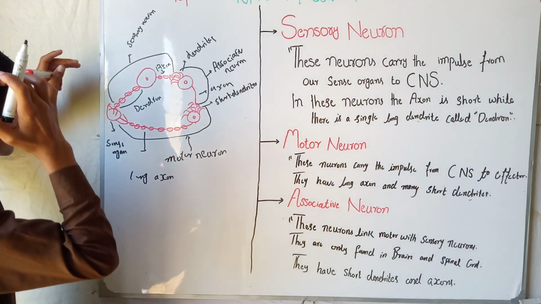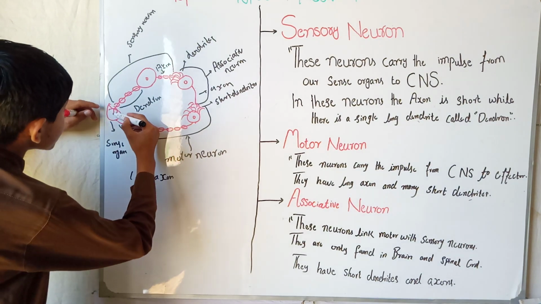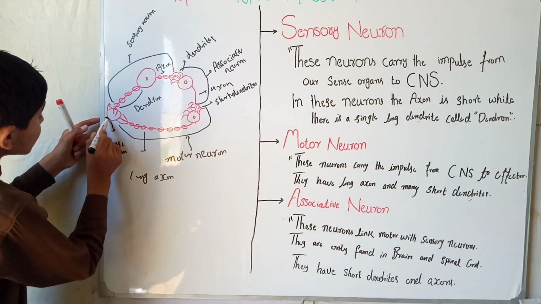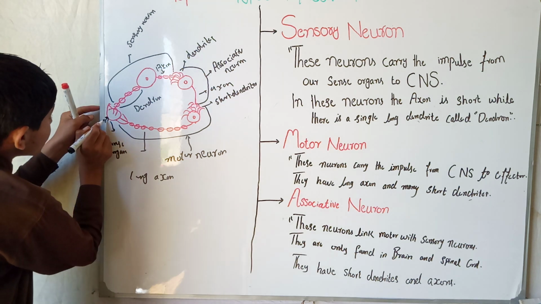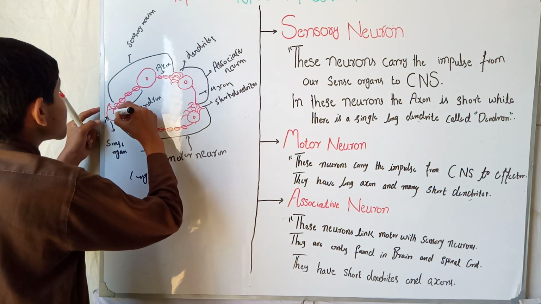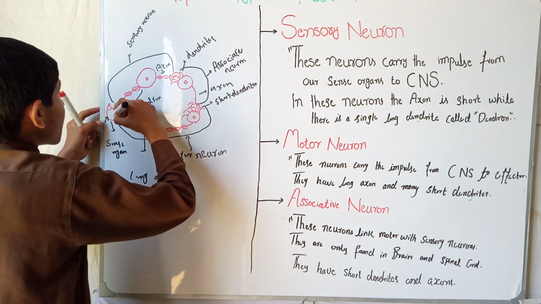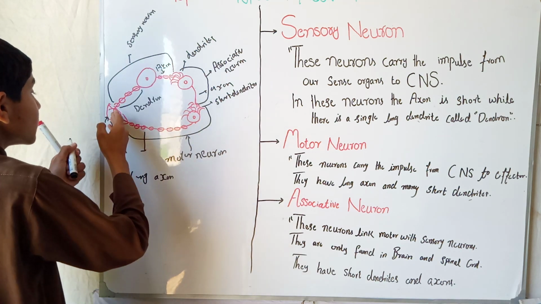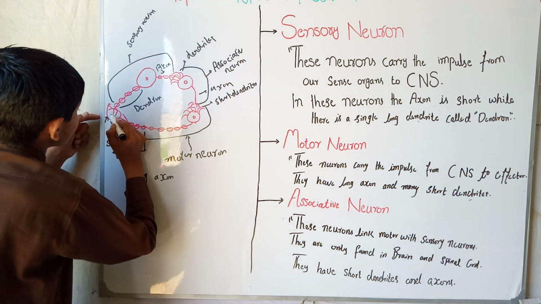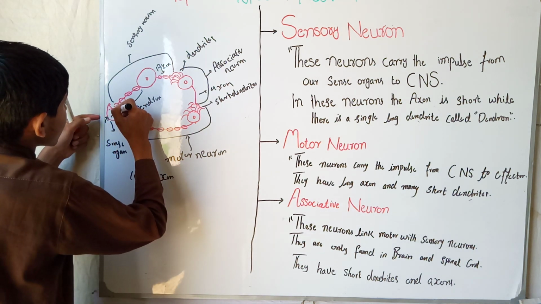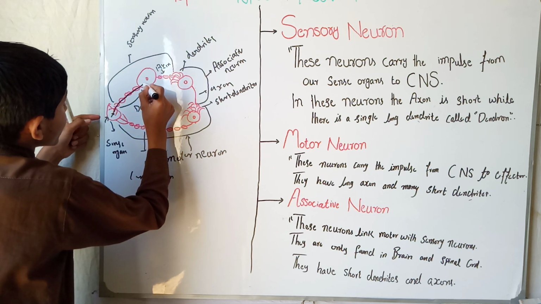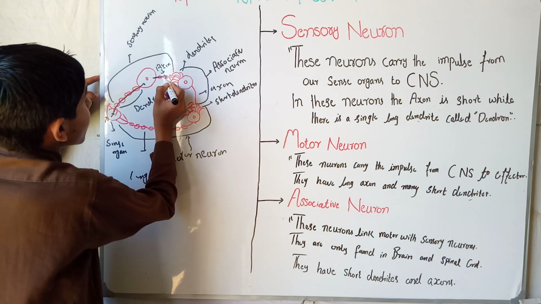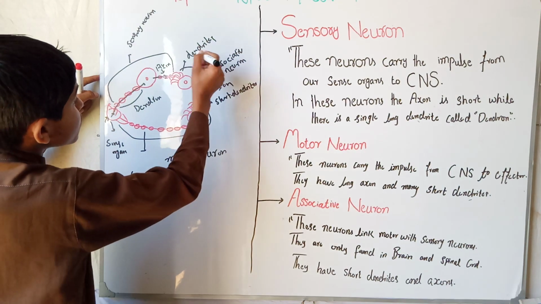Let me explain with this example. This is my sense organ, and someone has touched me. This is the symbol of touch. The stimulus of touching is carried by the dendrites of the sensory neuron from the sense organ. It comes to the cell body. From the cell body, it is carried by the axon to the next, the associative neuron.